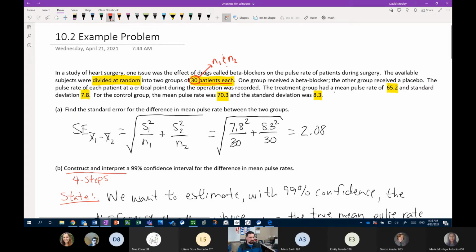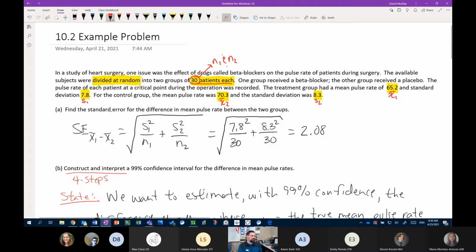In the treatment group, the ones who got the beta blockers, we have a mean pulse rate of 65.2. That will be our x bar 1. Standard deviation of 7.8, s sub 1. The mean pulse rate for the control group, we'll call that x bar 2. And the standard deviation was 8.3, s2. So we have used our context here. We've identified the key values that we're going to need. We've highlighted a couple of things here. So now we're ready to move on to answer parts of the question.